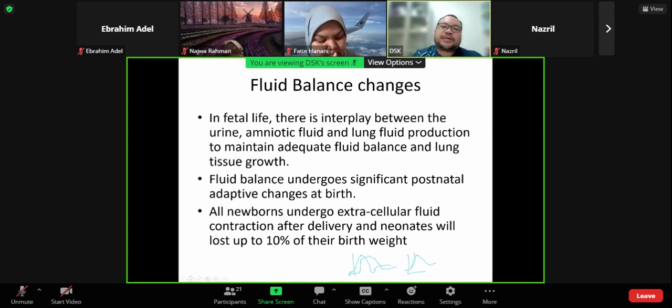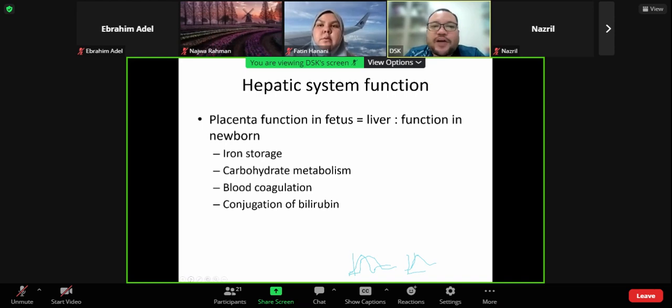Next, fluid balance is the same. Babies in utero get fluid from the maintained amniotic fluid, lung fluid, everything from the mother. But now the baby needs to maintain its own fluid balance well, and some babies are not able to do that. Liver function is the same. In utero, the liver is the main organ for hematology. So the main hematological organ is actually the liver.